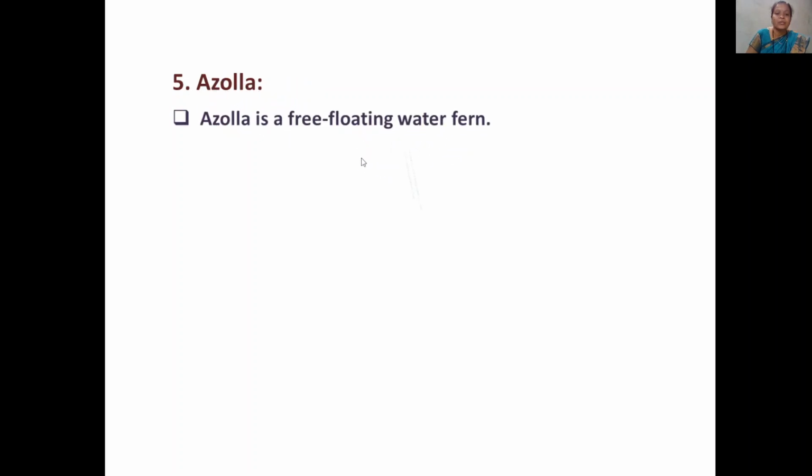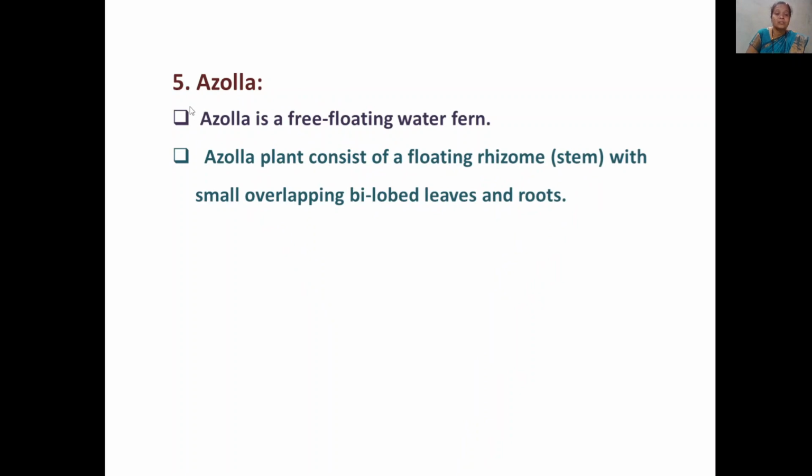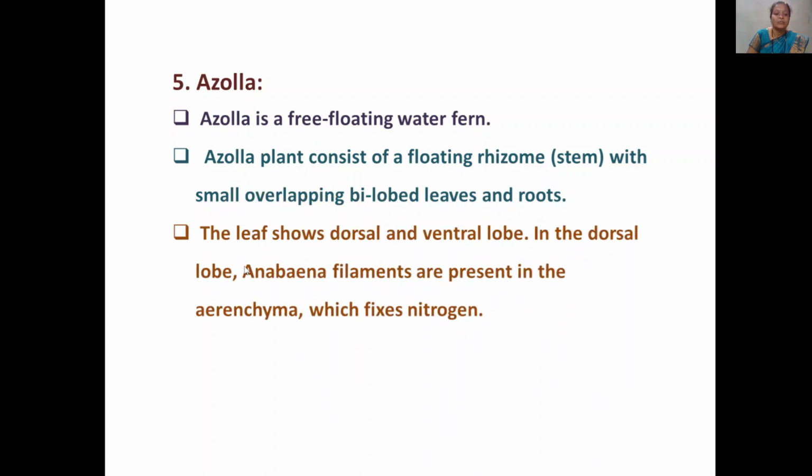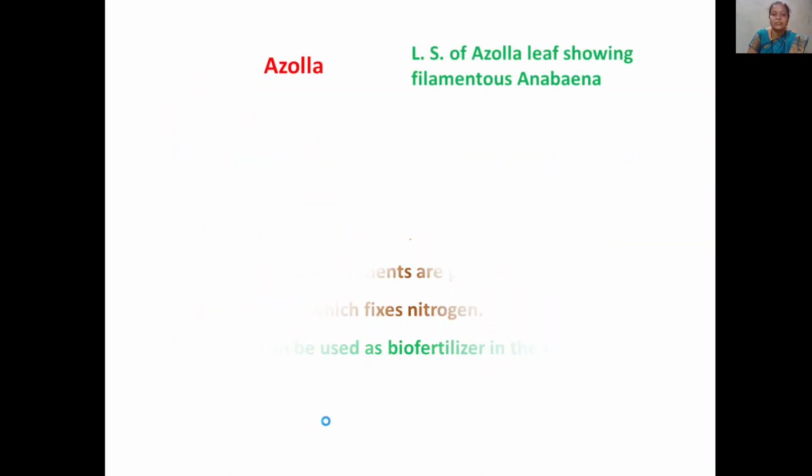Here we see the next one, that is Azolla. Azolla is a free-floating water fern. Sorry, this is not bacteria, this is a water fern. The Azolla plant consists of a floating rhizome, that is a stem, with small overlapping bilobed leaves and roots. The leaf shows dorsal and ventral lobes. In the dorsal lobe, Anabaena filaments are present in the parenchyma, which fix nitrogen. Azolla can be used as a biofertilizer in the rice field.